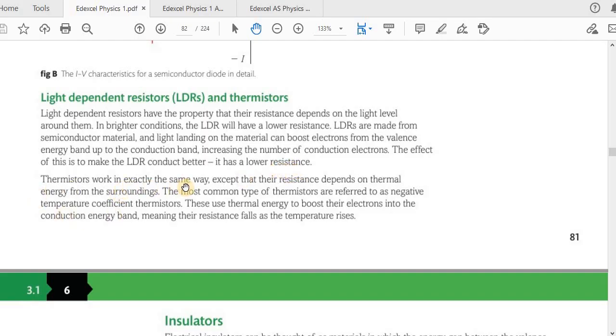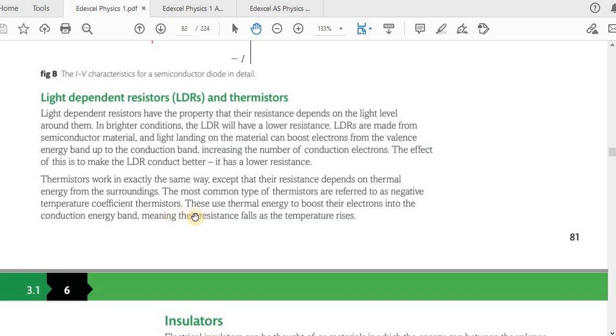Thermistors work in exactly the same way, except that their resistance depends on thermal energy from the surroundings. The most common type of thermistor is referred to as a negative temperature coefficient thermistor. So that's what I told you in the previous video, NTC thermistor, negative temperature coefficient thermistor. If they don't tell you what type of thermistor it is, by standard it is an NTC.